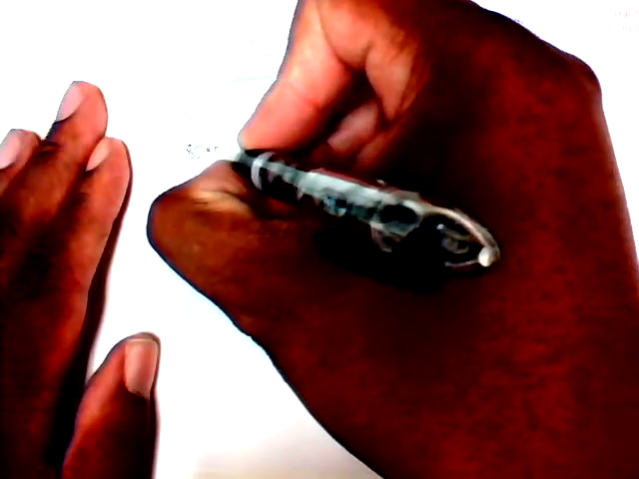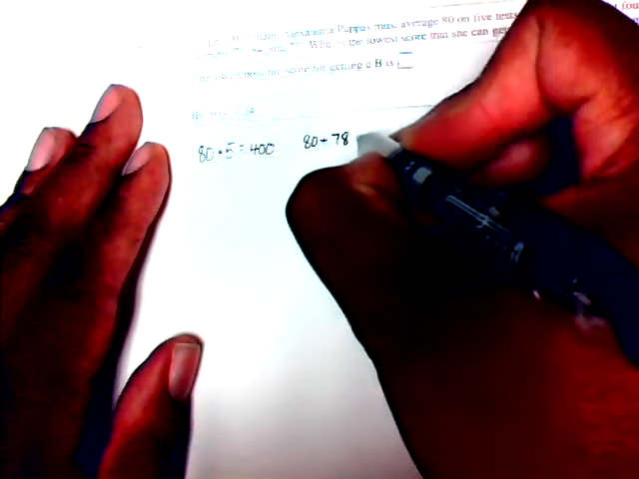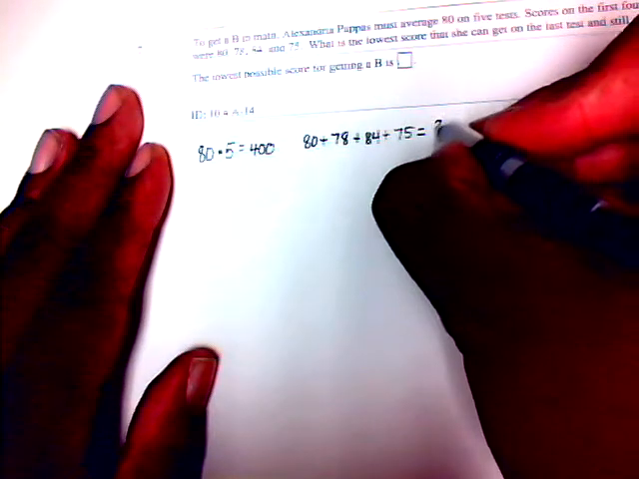The lowest B that she can get is an 80 on the average of 5 tests. So we do 80 times 5, which is 400. So that means the total of all 5 of her tests must be at least 400. She's already got 80, 78, 84, and 75. So we're just simply going to add those 4 test scores together. 80, 78, 84, 75. That would give us a total of 317.